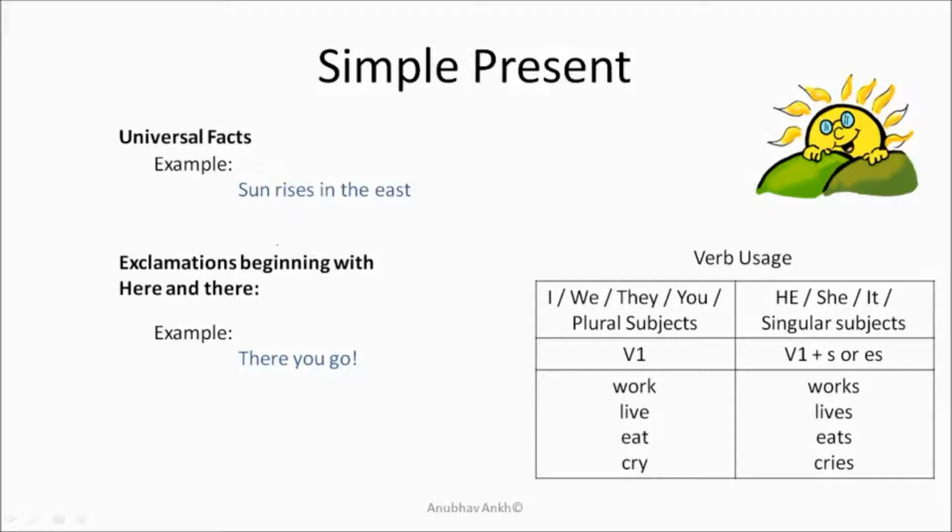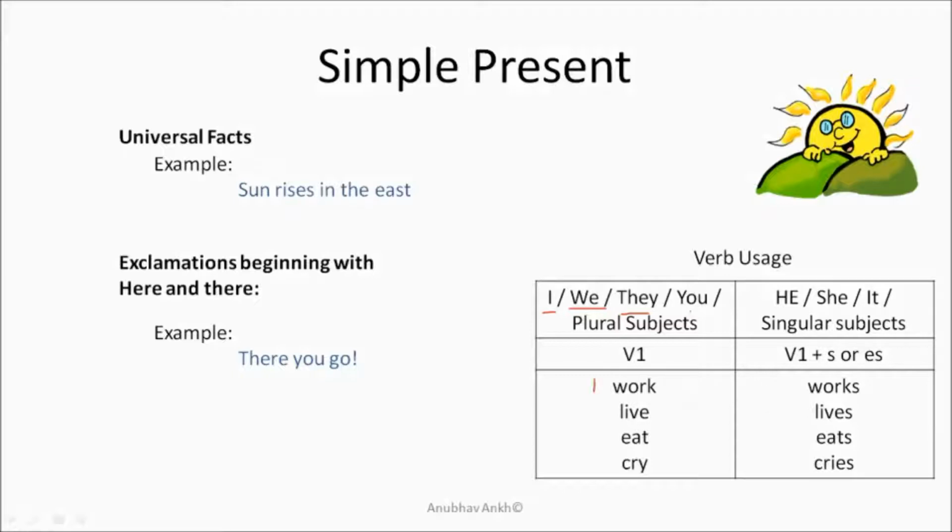Now what is the verb usage of simple present? How do we use verbs in it? With plural subjects like I, we, they, you, we use the first form of the verb only. Now you and I are singular, but with them we never use s or es in the verb. Rather, with he, she, it and other singular subjects, common nouns and proper nouns, we use the first form of the verb plus s or es. So we work and he works. Understood? That is the difference.